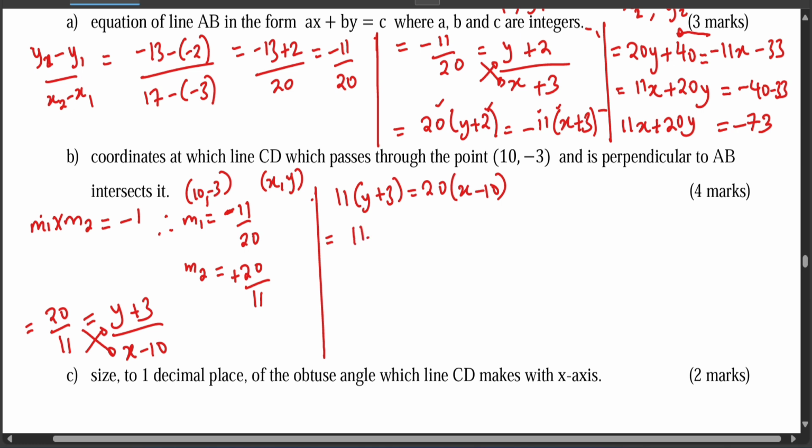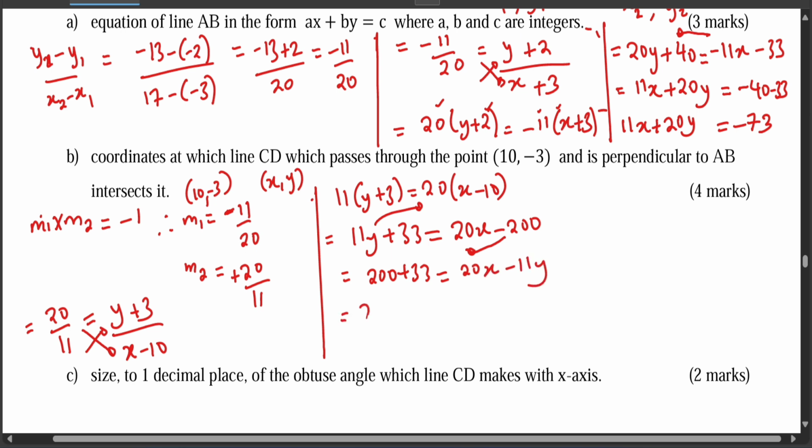So therefore that gives you 11y plus 33 equal to 20 times x, 20x, 20 times -10, -200. Okay. So here, let's write the equation in the form of ax plus by equal to c. So this 11y we take to the other side, and this -200 we take to the other side. So -200 becomes positive 200 plus 33, which is equal to 20x minus 11y. So it becomes 20x minus 11y, which is equal to 233.